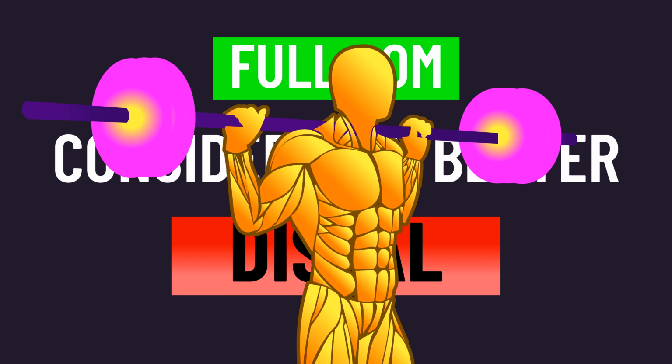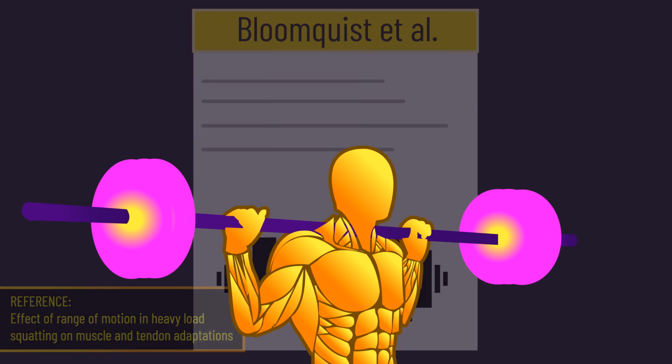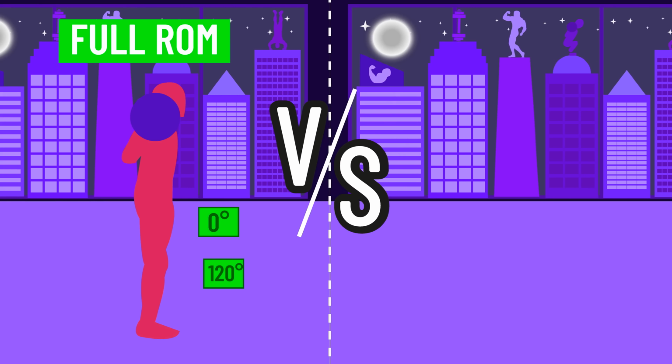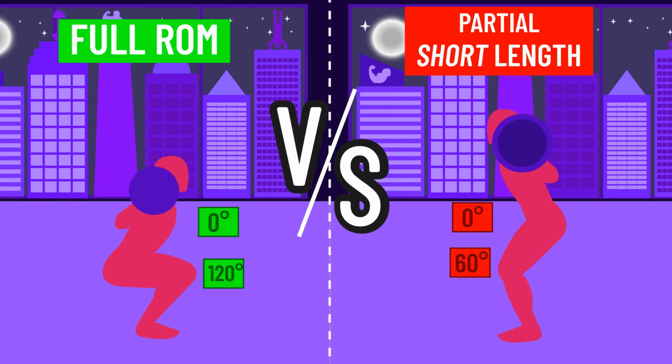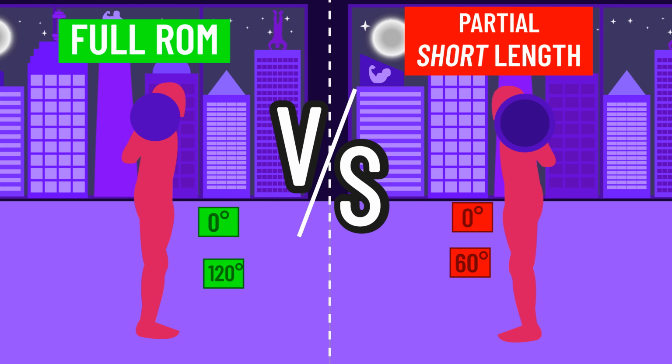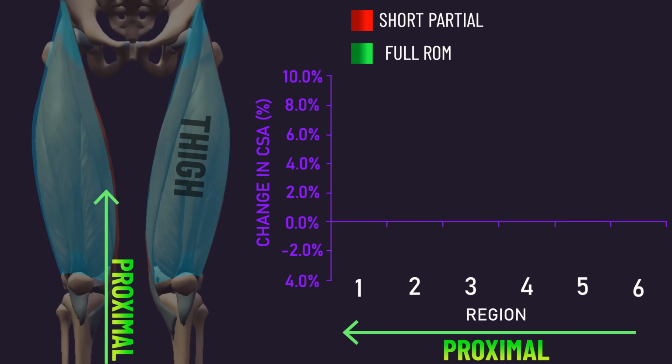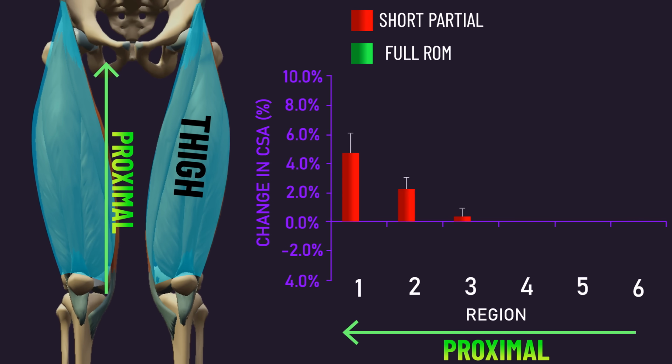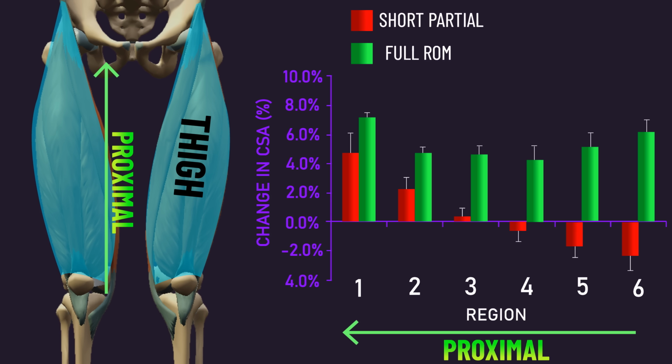This idea that full range of motion may be considerably better for the distal regions was also found with a squat in this paper. One group squatted to 120 degrees of knee flexion, while a second squatted to 60 degrees. The partial at short length only grew the proximal regions of the thigh and actually lost size at the distal regions. The 120 degree squats grew all regions fairly similarly, and so the biggest difference between the two was again at the distal regions.